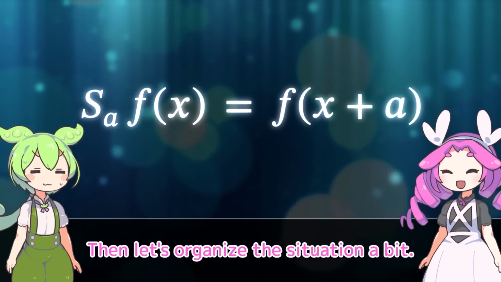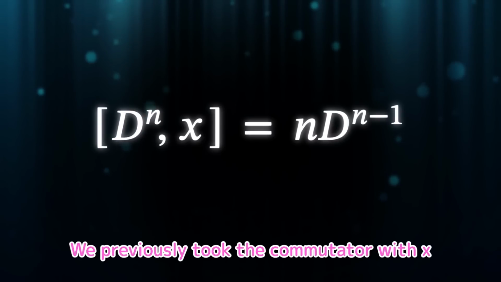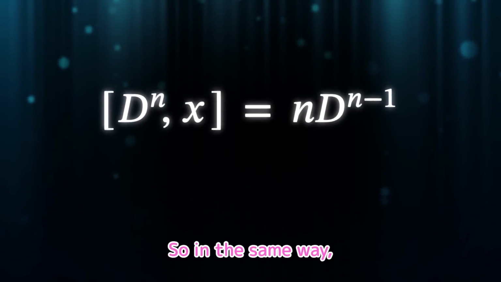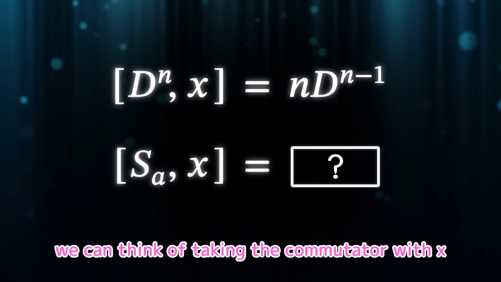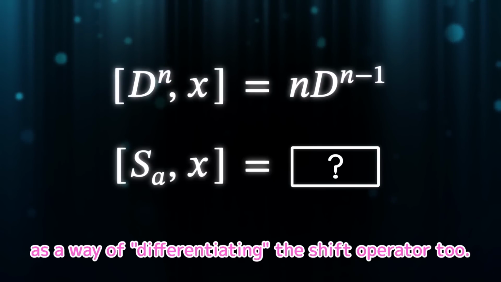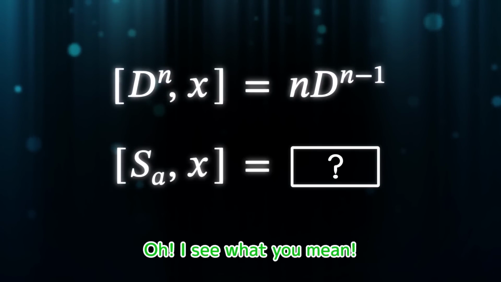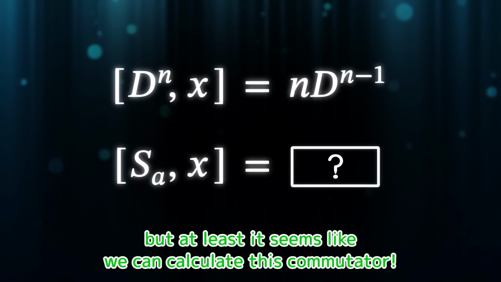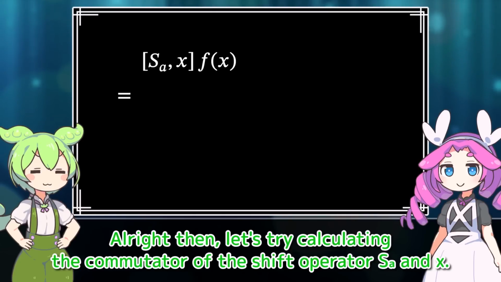Then let's organize the situation a bit. We previously took the commutator with x to differentiate the nth derivative operator. So in the same way, we can think of taking the commutator with x as a way of differentiating the shift operator too. Oh, I see what you mean. That's a pretty wild way of thinking, but at least it seems like we can calculate this commutator. Alright then, let's try calculating the commutator of the shift operator s sub a and x.